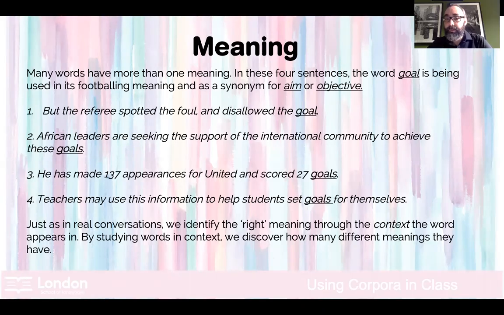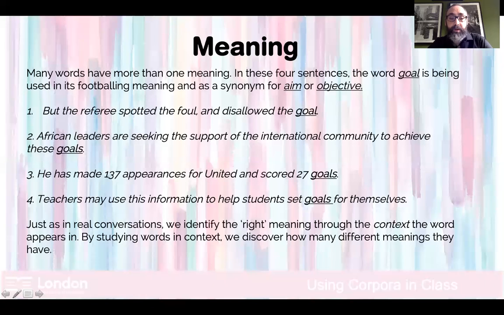For example, in these four sentences, the word goal, okay, is being used in its footballing meaning and as a synonym for aim or objective. For example, but the referee spotted the foul and disallowed the goal, okay? African leaders are seeking the support of the international community to achieve these goals, objectives in this case. Or he has made 137 appearances for United and scored 27 goals, or teachers may use this information to help students set goals for themselves.